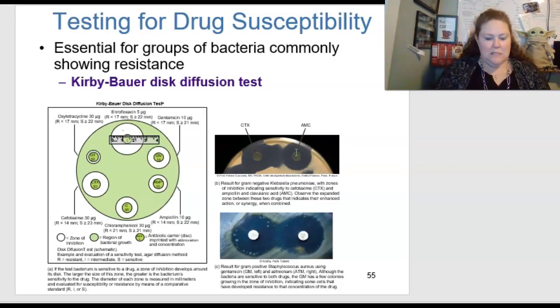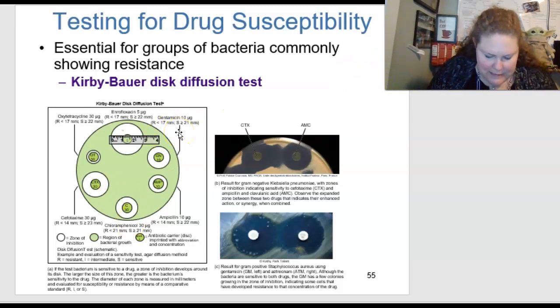So how do we test for drug susceptibility? This is figure 12.18 in your book. And this is basically essential for groups of bacteria that commonly show resistance, and we can use this Kirby-Bauer disc diffusion test. And so what happens here is over in A, this is an example and evaluation of an agar diffusion sensitivity test. So if the test bacterium is sensitive to a drug, the zone of inhibition develops around the disc. The larger the size of the zone, the greater the bacterium's sensitivity is to that drug.